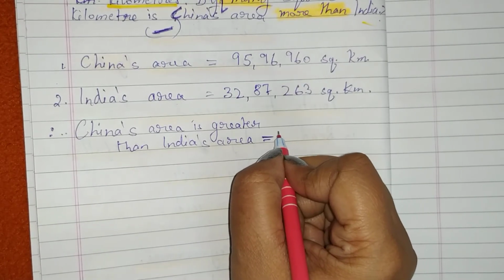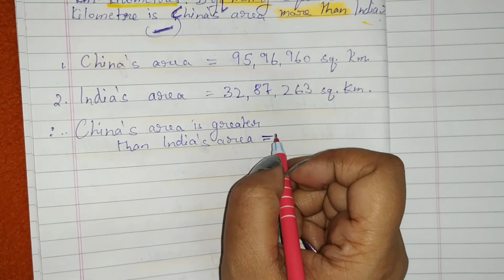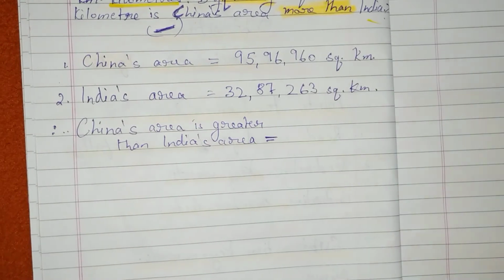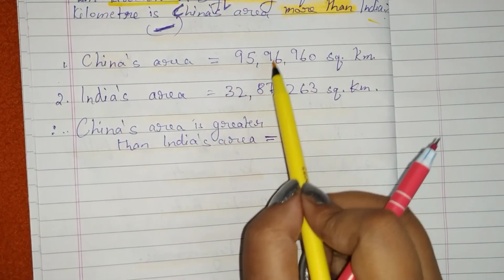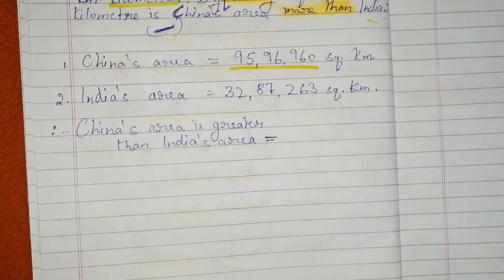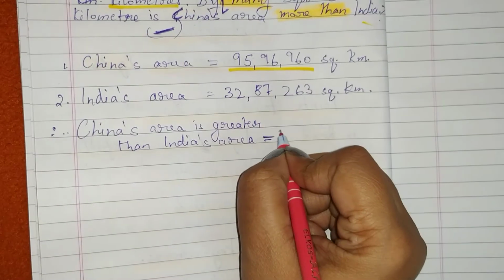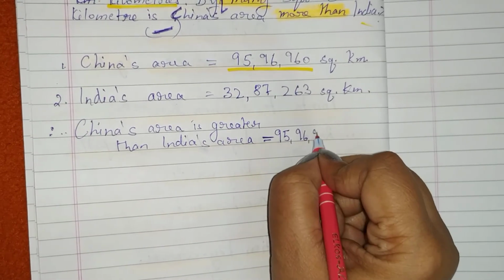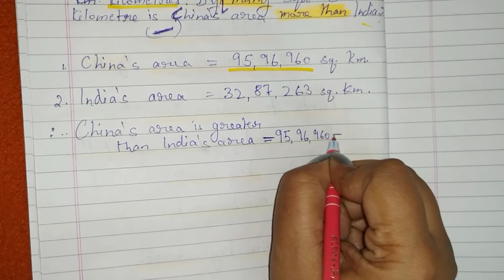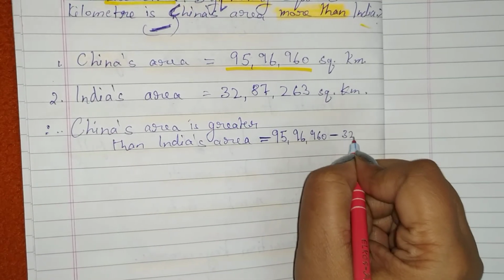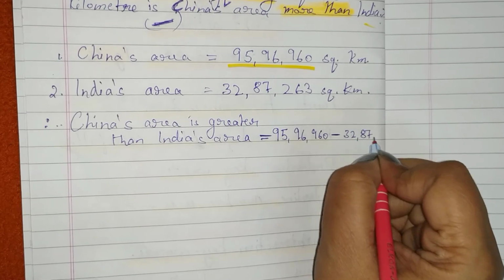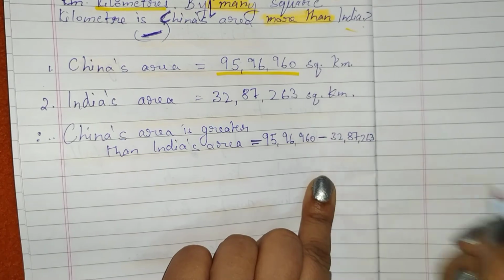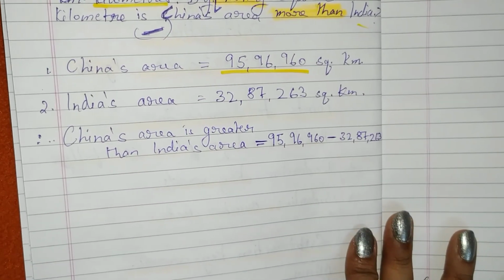What statement? Subtraction statement. As we all know that this minuend we will write first, and minuend will be the greatest number among these two. So this is the greatest one. So I will be writing the bigger number first. That is 95 lakh 96,960 minus 32 lakh 87,263. So this is our subtraction statement.